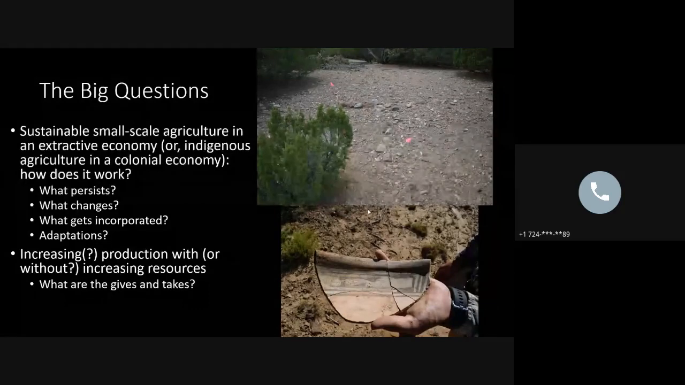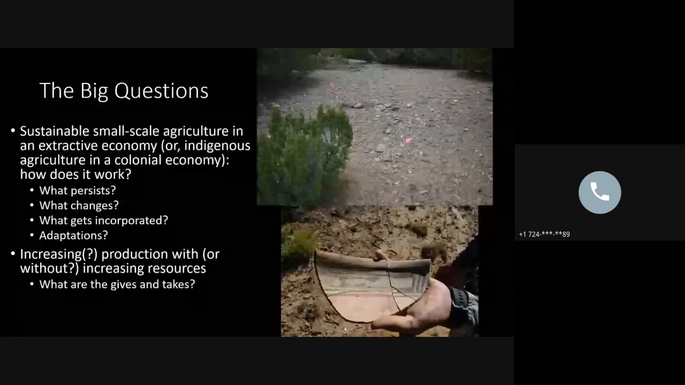So here you can see another one of the field remnants. You can see the field border here in one of the subdivisions. And then this is one of the sherds that we found on survey that was repurposed, as we could tell by some use-wear, as essentially an agricultural tool.